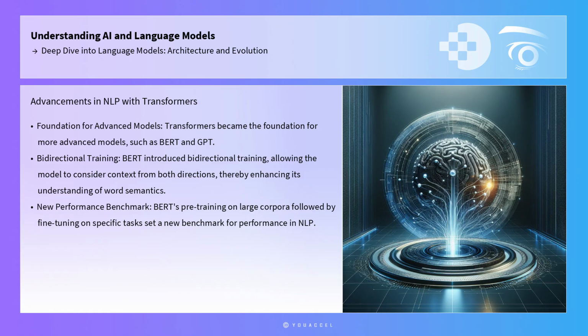BERT, developed by Devlin et al., introduced bidirectional training, allowing the model to consider context from both directions, thereby enhancing its understanding of word semantics. BERT's pre-training on large corpora, followed by fine-tuning on specific tasks, set a new benchmark for performance in NLP.